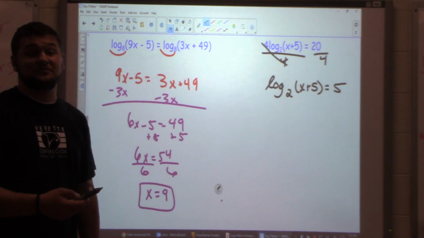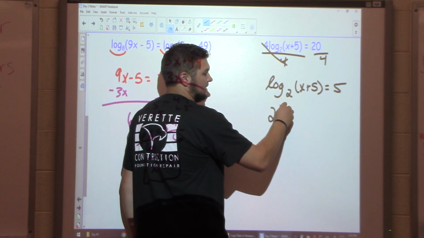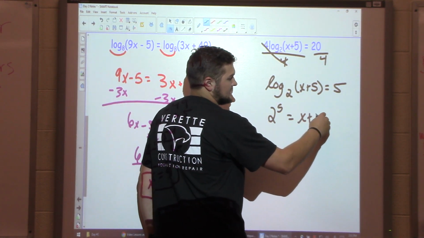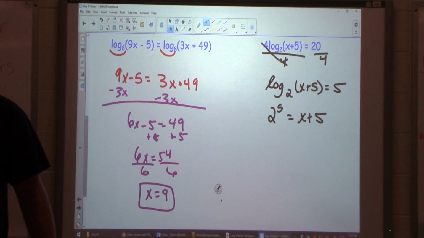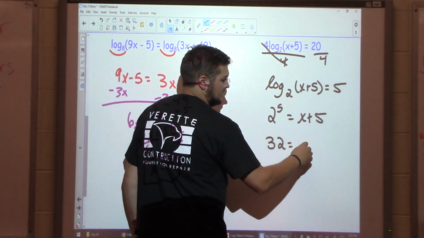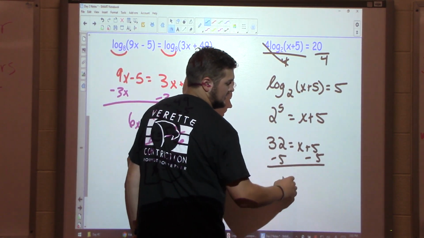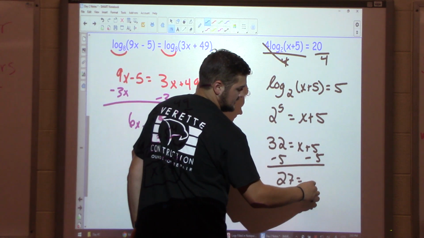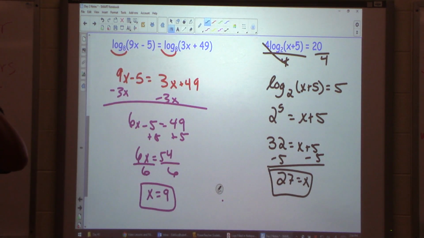Perfect. Switch it to exponential form. Yes, very good. Our log is isolated, so switch to exponential form. 2 to the 5th equals x plus 5. Well, 2 to the 5th is 32. So 32 equals x plus 5, minus 5 to solve for x. 27. Sweet. We have 2 problems left.